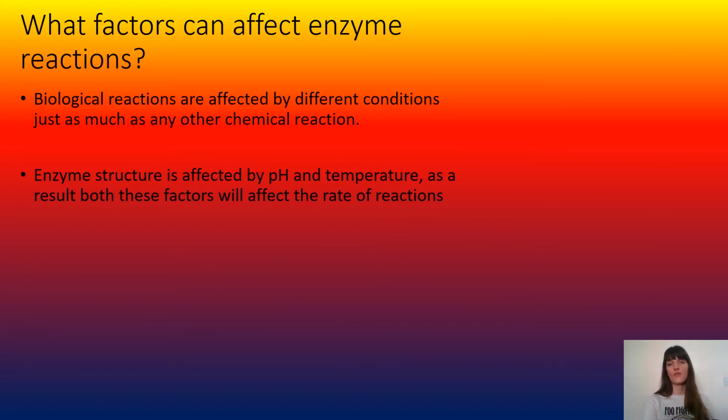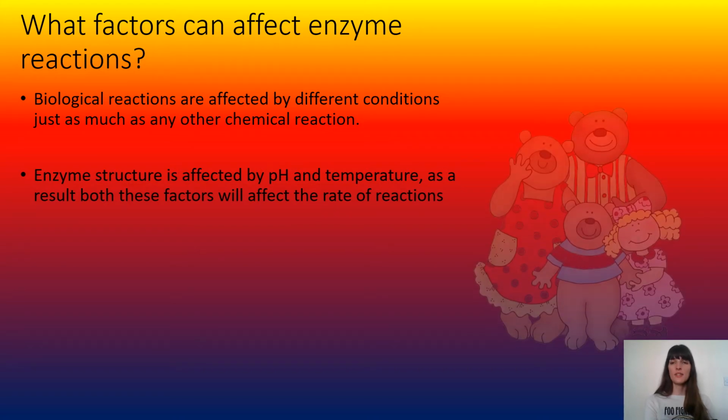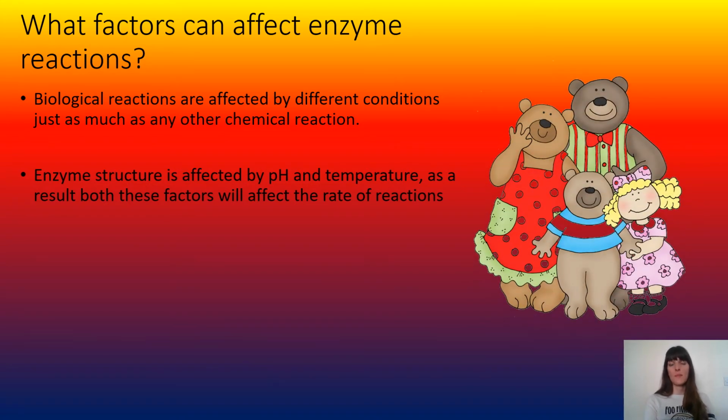Biological reactions are affected by different conditions just as much as any other chemical reaction. So think back to the start of this video, we said that was surface area, concentration, temperature, and pH. And enzyme structure is affected by pH and temperature, and as a result, both these factors will affect the rate of reactions. I always think of it as Goldilocks and the Three Bears. Goldilocks likes things a particular way, or as she said in the book, just right. And enzymes are no different.